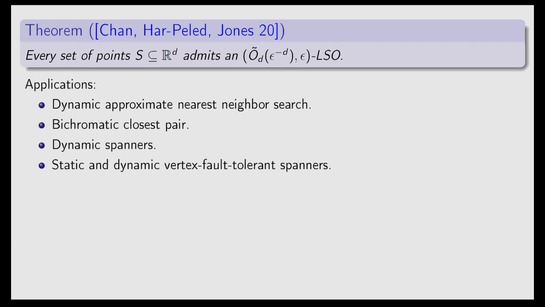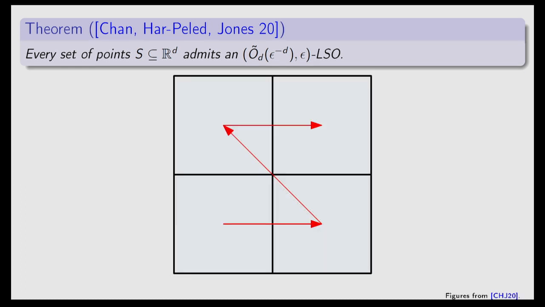So Chan et al. showed many applications, for example, dynamic nearest neighbor search and closest pair and the like. And let me tell you how they constructed this. This is not very complicated. This is using quadtrees, which is a very useful approach in computational geometry.